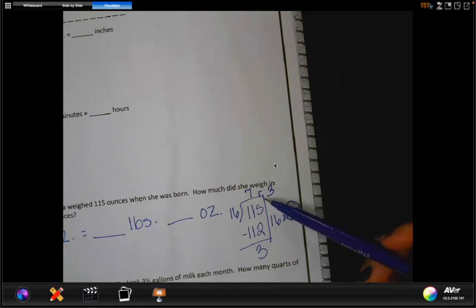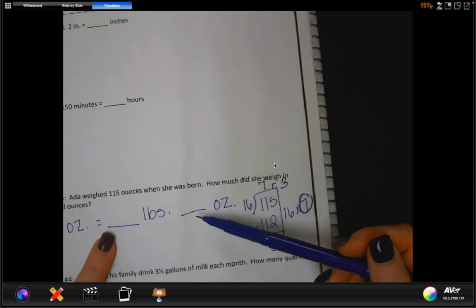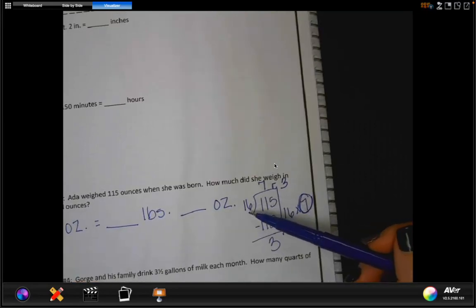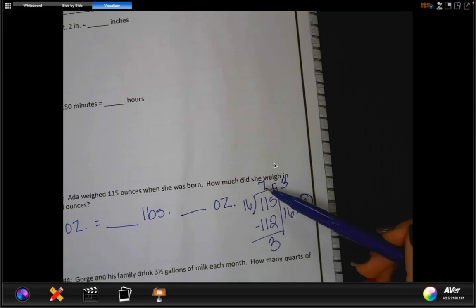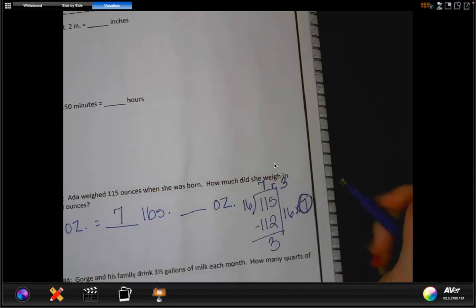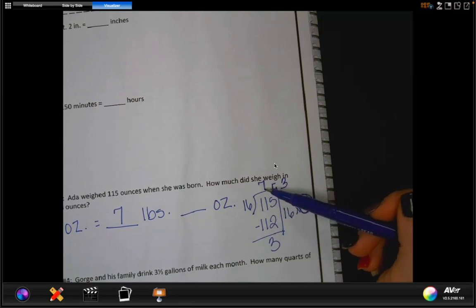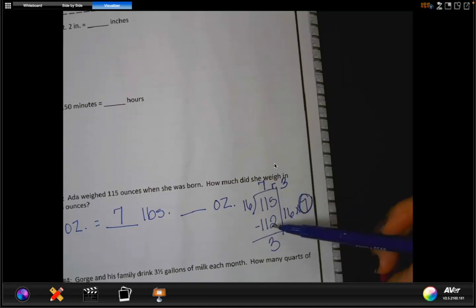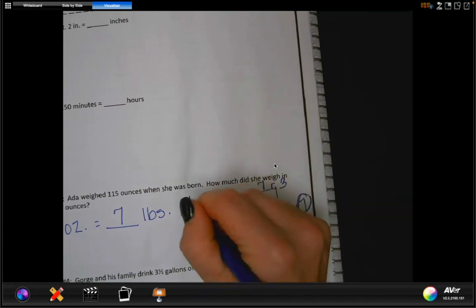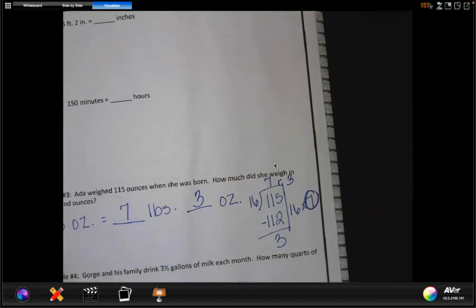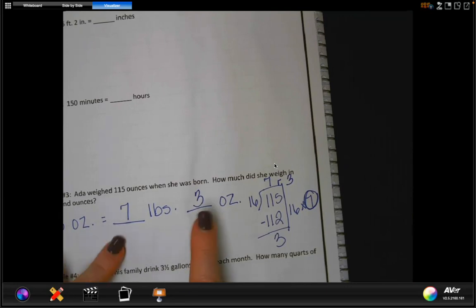So the answer to this division problem is going to help us label our answer over here correctly. Since 16 ounces went into 115 ounces 7 whole times, that means our 7 represents our number of pounds. If I was to take 115 ounces and repeatedly subtract 16 ounces, I would be able to do that 7 whole times, because then that would take me down to 112, okay? And then I would end up with these 3 ounces left over, and 3 ounces are not big enough to make another pound. So 115 ounces is equivalent to 7 pounds and 3 ounces. And that's actually about the size of a healthy newborn baby.